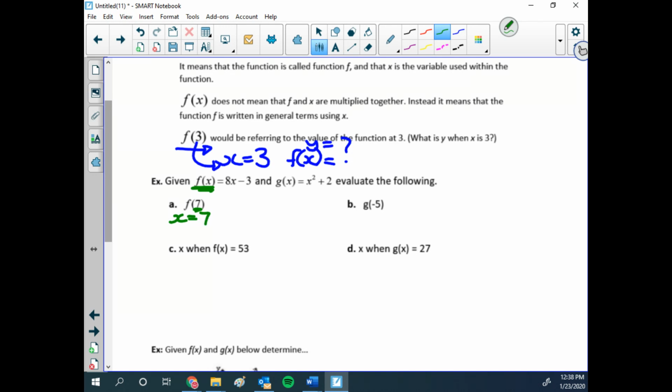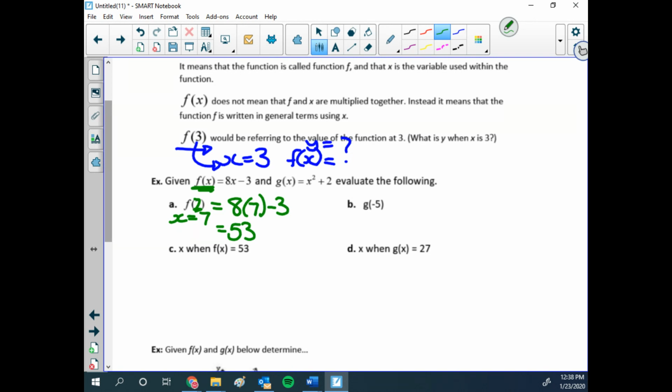So wherever there is an x in the formula, I'm now going to replace that with a 7. So this would be 8 times 7 minus 3. So 8 times 7 minus 3, 53. 8 times 7 is 56, isn't it? No, am I wrong? Okay.